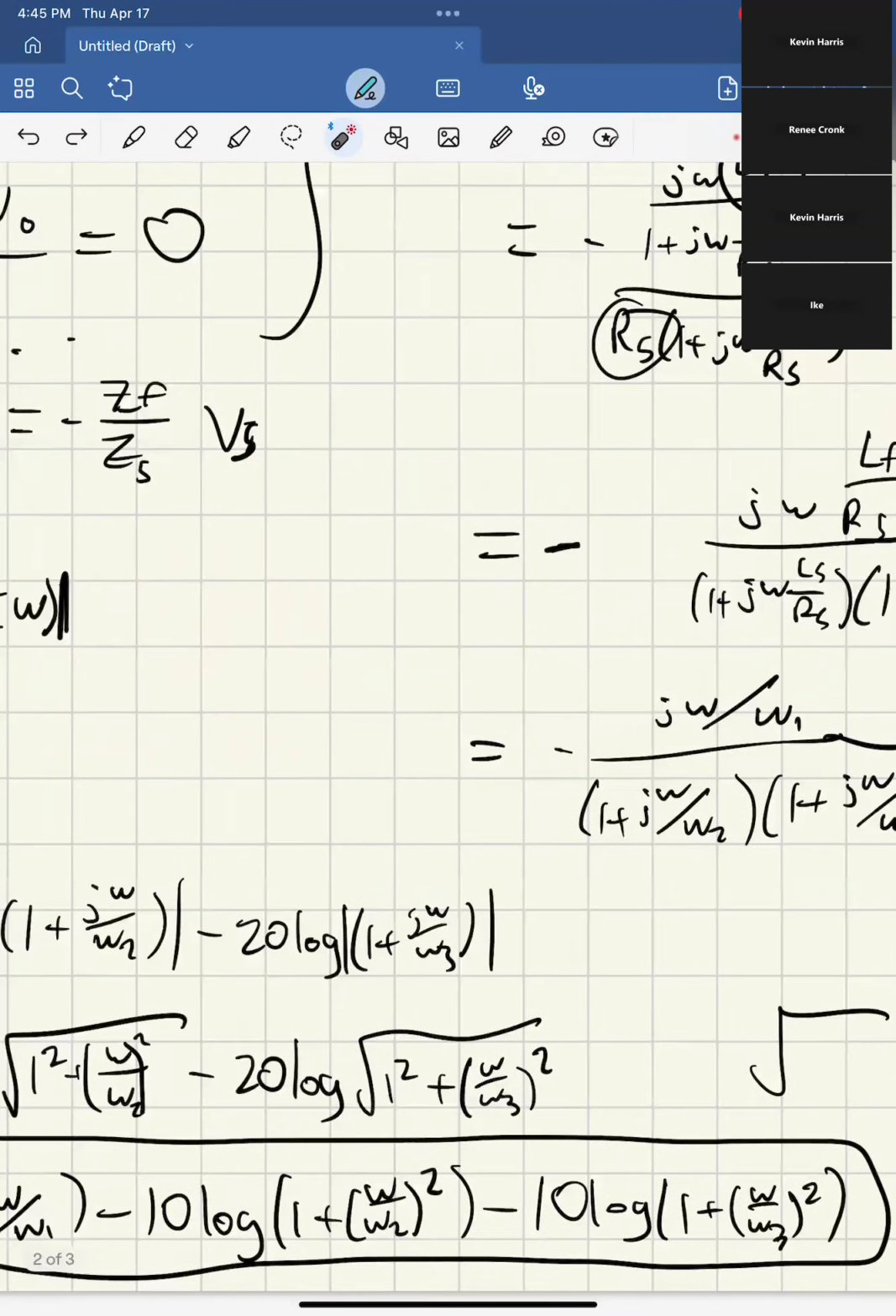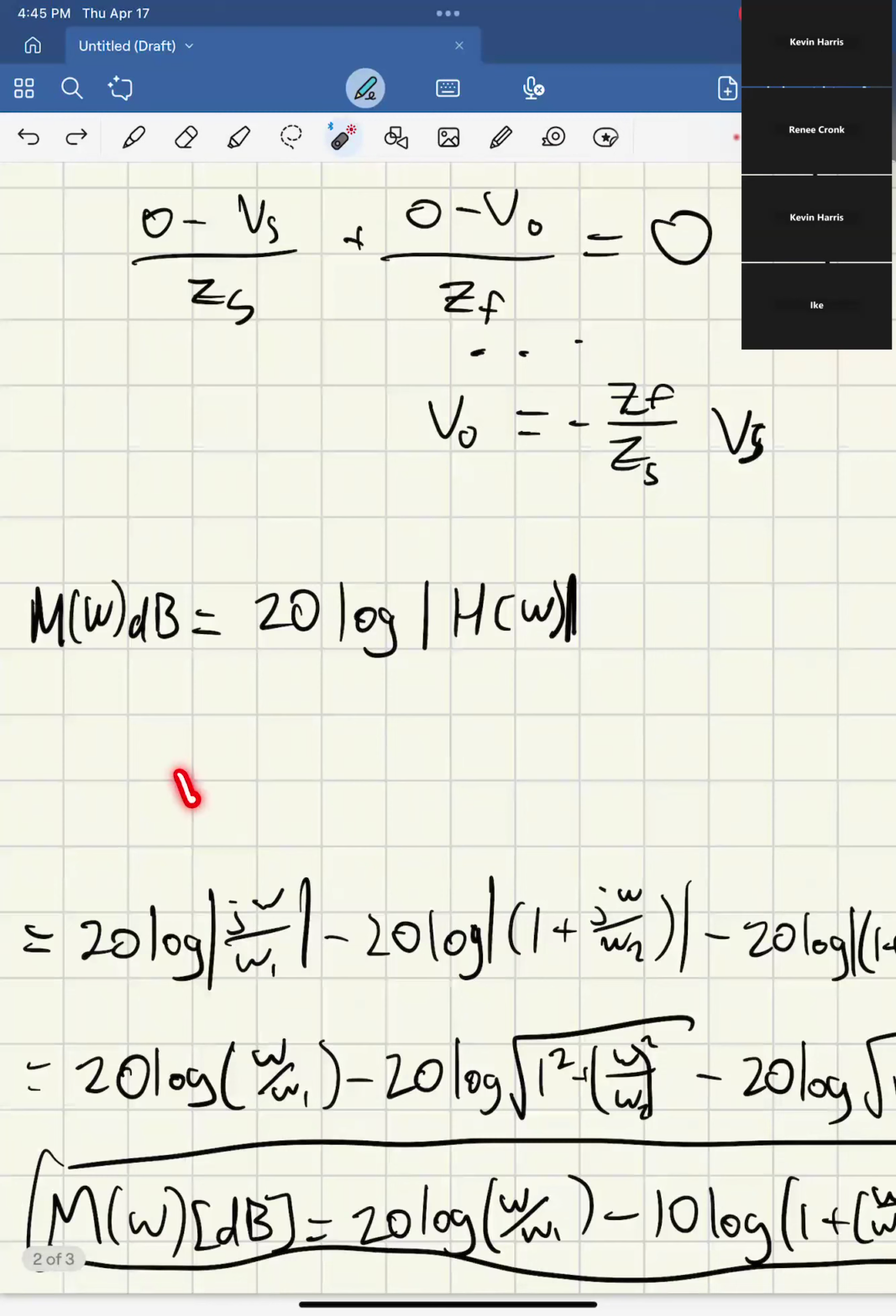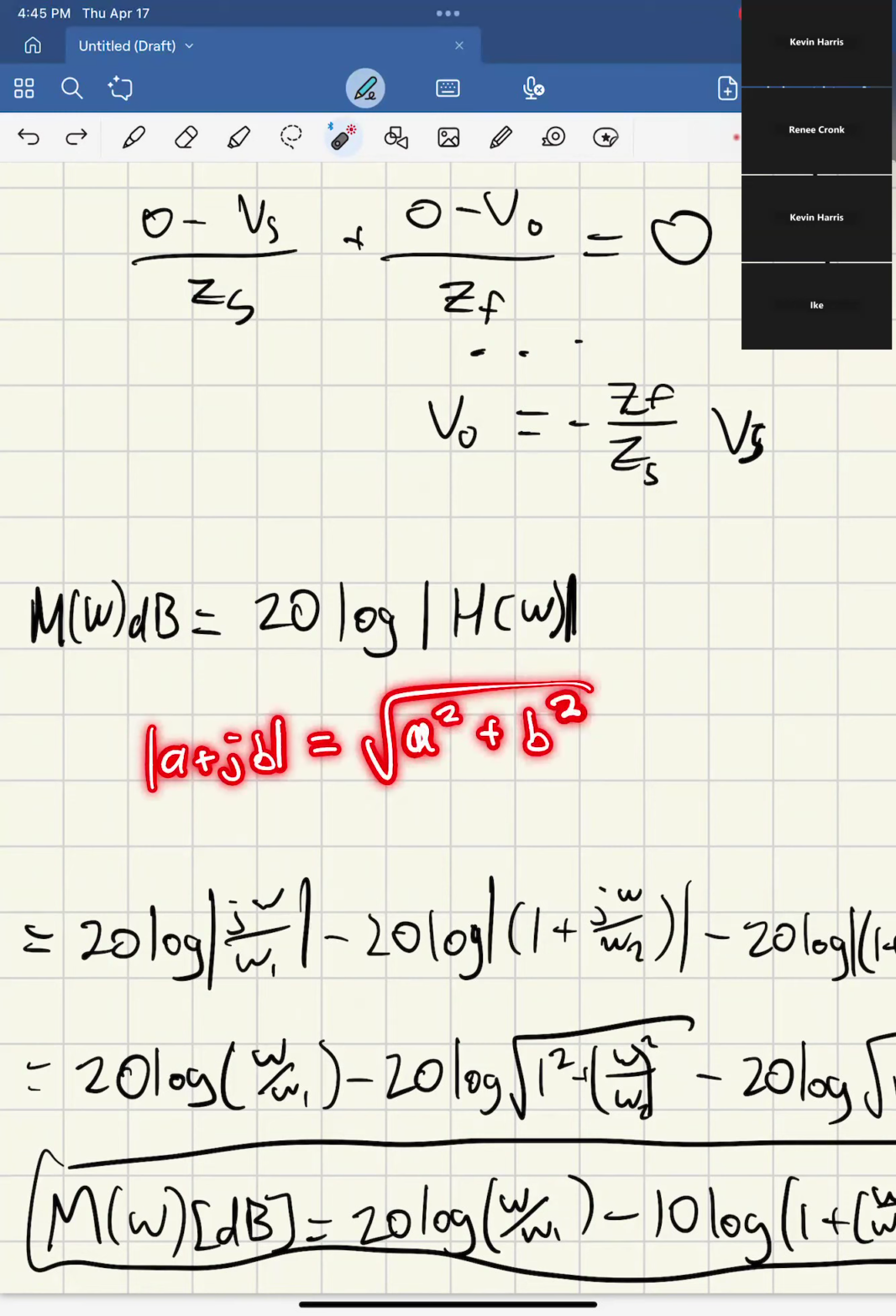But then the magnitude of a complex number, like a plus jb, is equal to the square root of a squared plus b squared, right? So it's the real part and the imaginary part.